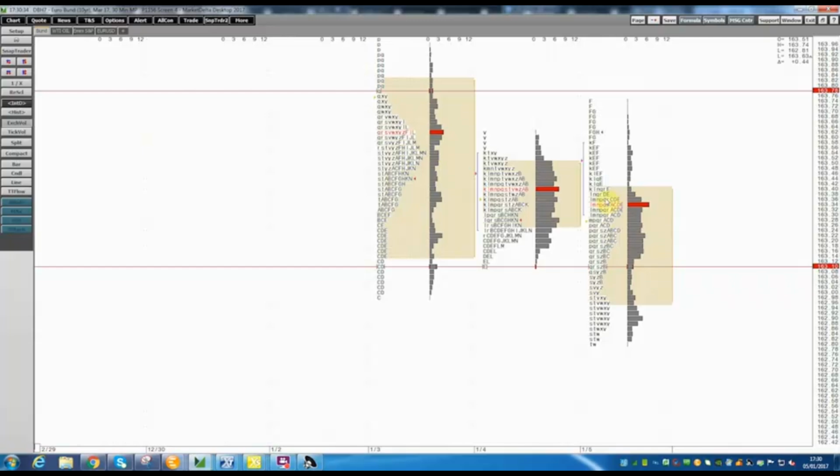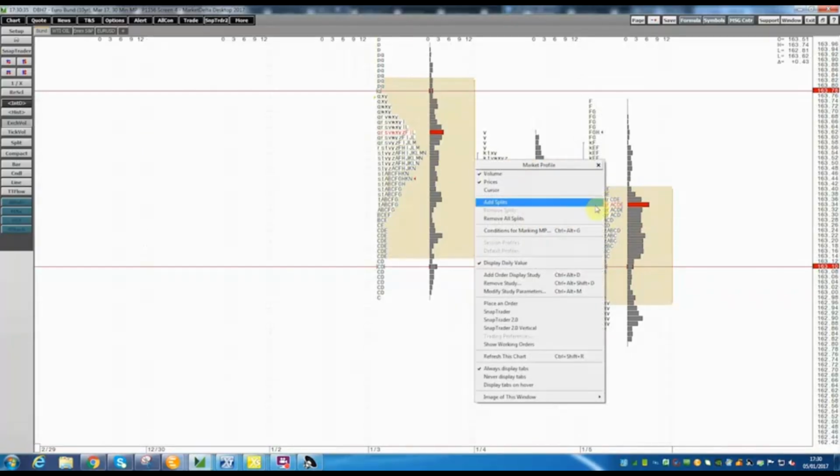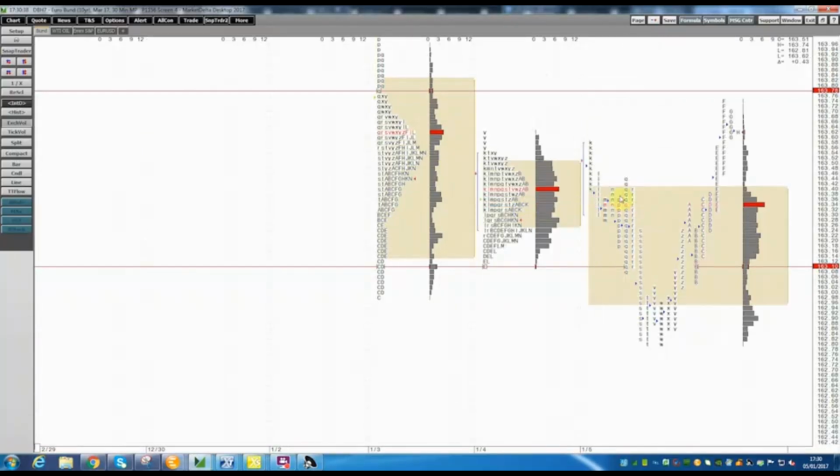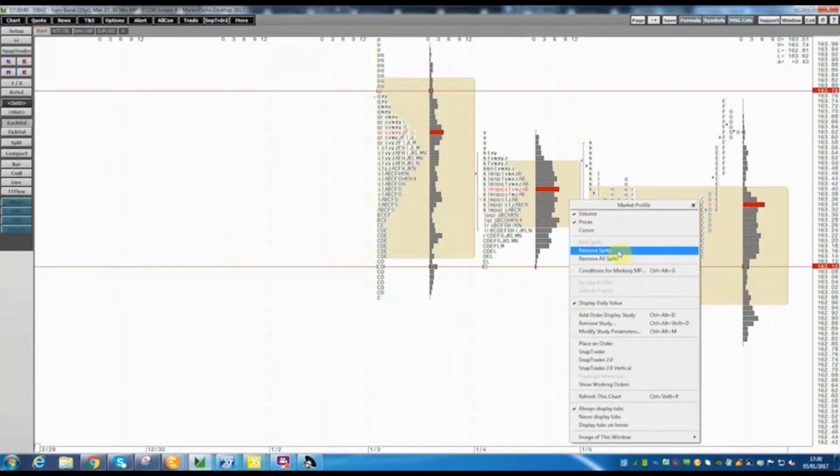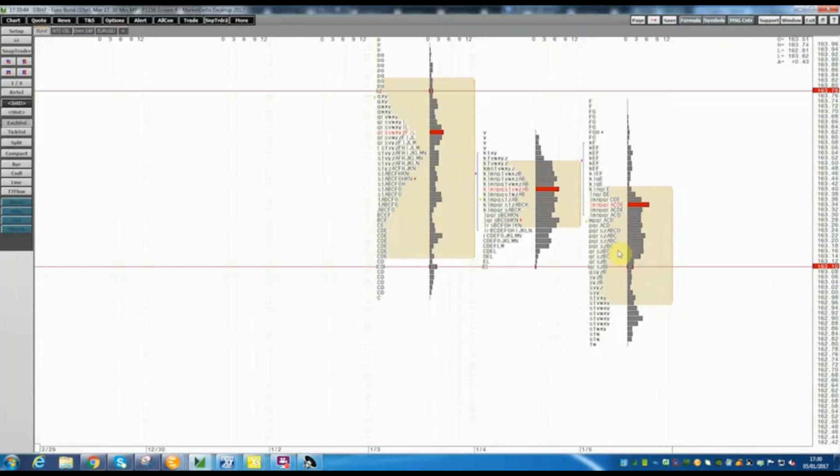You can then also right click on the profile and add splits. This will allow you to see the individual auctions. You can then right click again and remove splits.